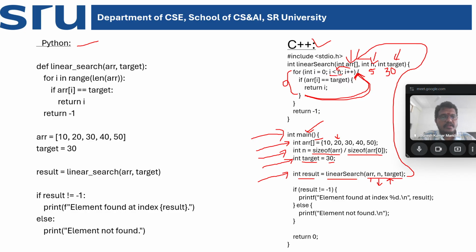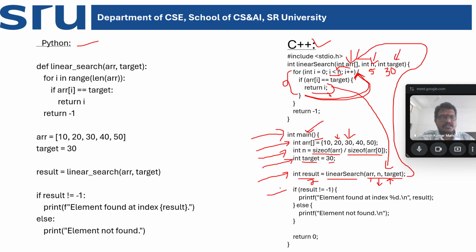2 less than n, 2 less than 5. The condition is true. ARR of 2. What is the ARR of 2? That is 30. 30 is equal to 30? Yes. The condition is true. Return I value. I value will be returned as 2. From here the control jumps back to the same function call. The result will be stored with 2.